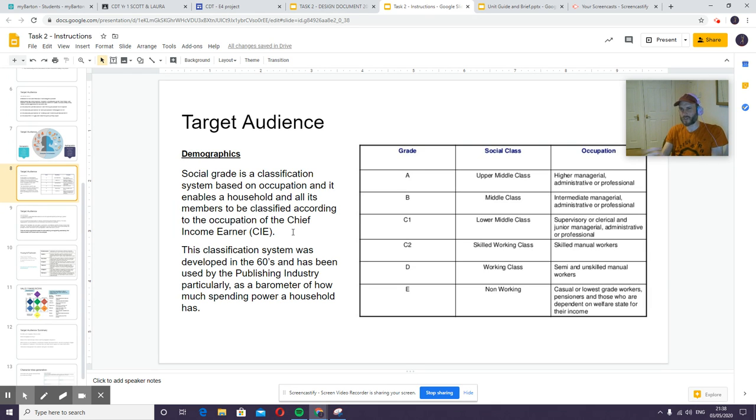So it's usually the sort of A, B, C1. These are the people that have got expendable money to spend on things like DVDs and games and things. But this is a television channel. Does that affect the social grade that you're targeting? Okay, is it wider or narrower?